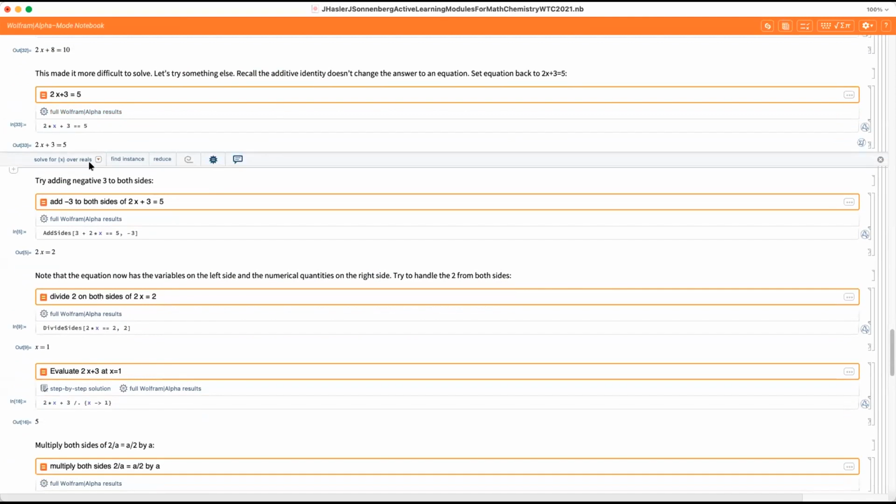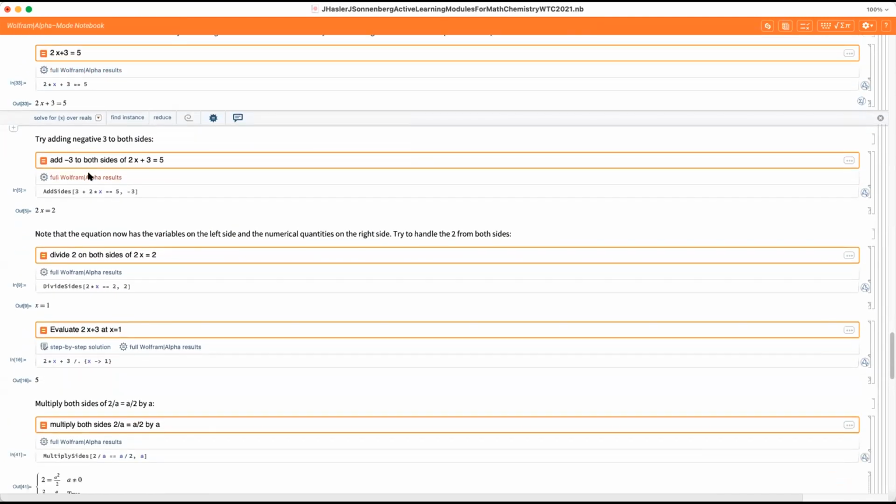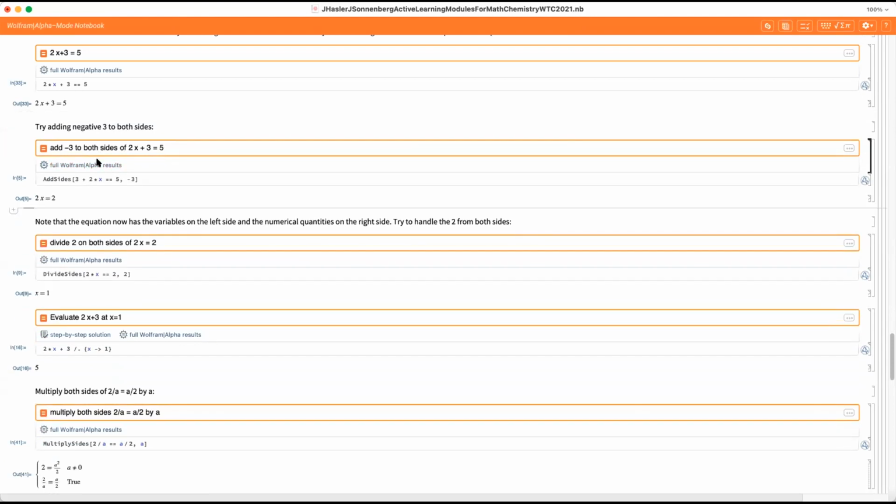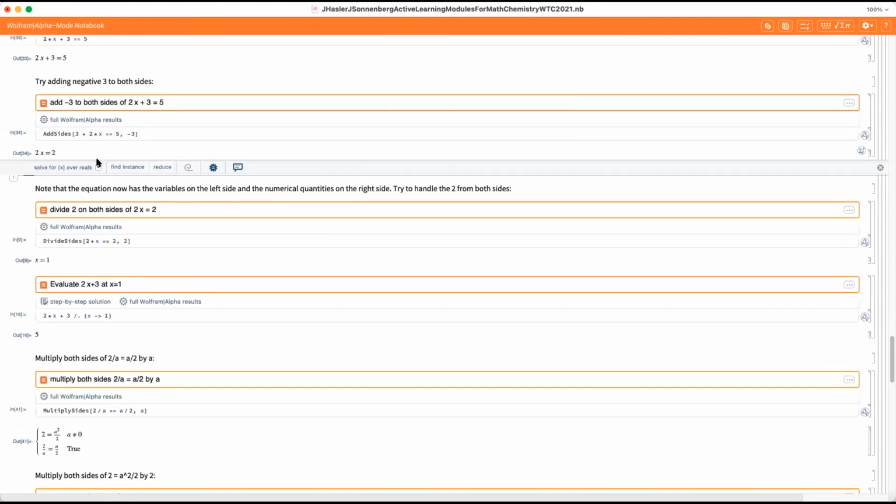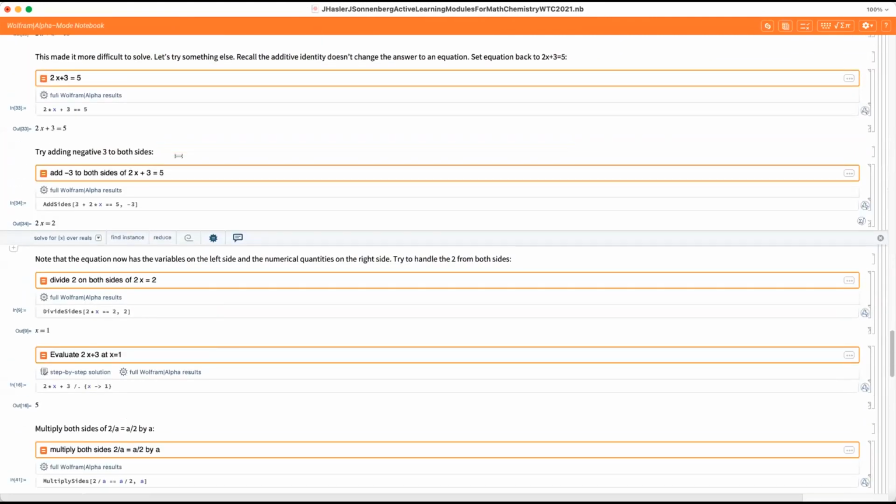Now, what if instead of adding 5 to both sides, I had added -3 to both sides? Well, we can see what that does here. So we've added -3 to both sides of our equation, and now we have the equation 2x equals 2. So we notice that there's 1 fewer term here.